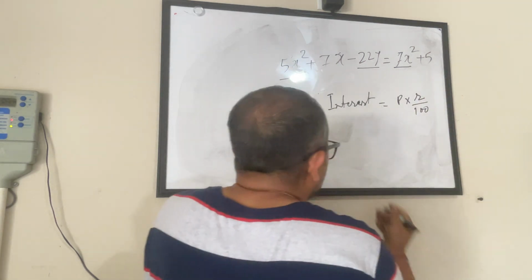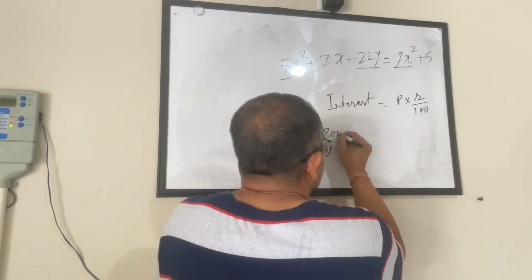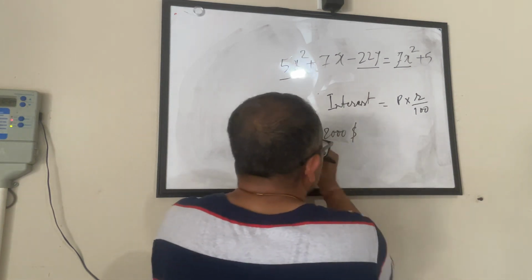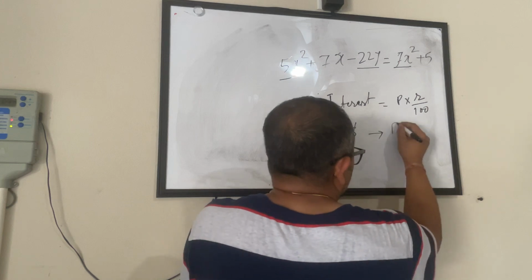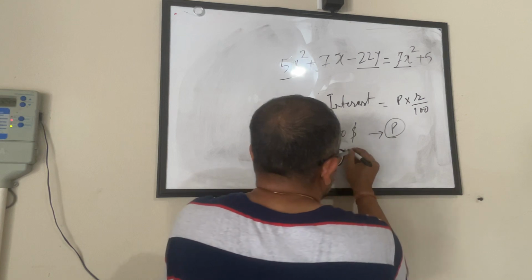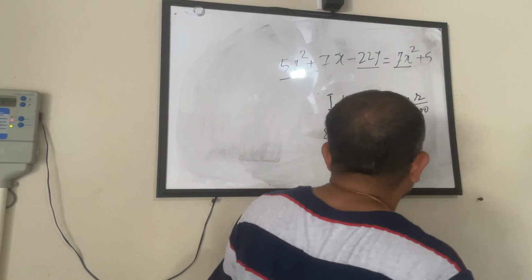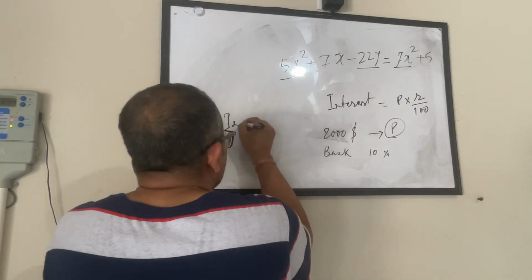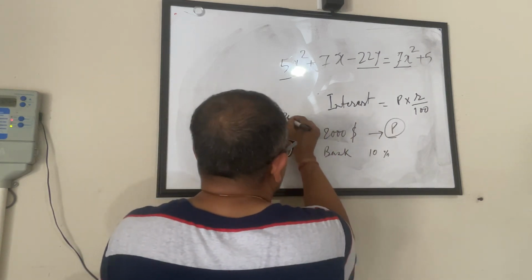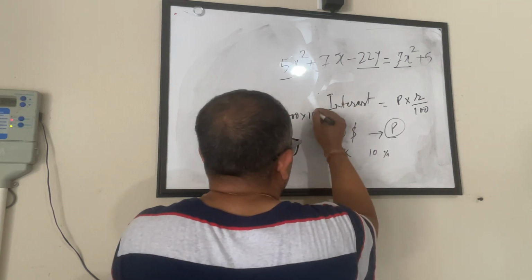Okay. Suppose you are given a question: I have $2,000 in my bank account as my principal amount, and the bank is saying they will give me 10% interest. What is my total interest? So, what is the total interest I will get in 1 year? Interest will be principal, which is $2,000, times the rate of interest, which is 10 by 100.